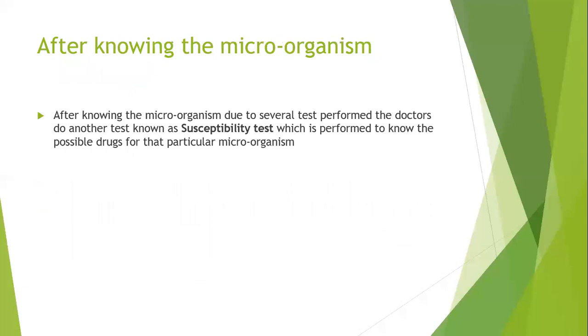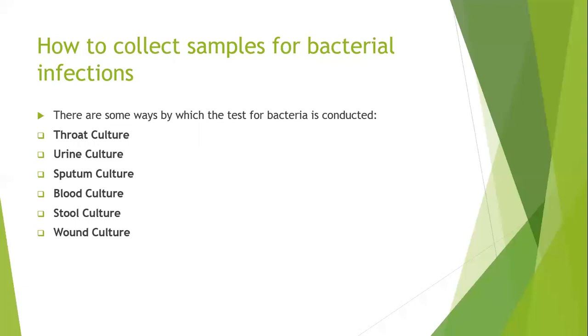Now, after knowing the type of the microorganism, the next step they take is a susceptibility test. What is a susceptibility test? It is a test performed against the microorganism to confirm the possible drugs that can cure the infection caused by that particular microorganism. For the test, they use different kinds of samples from the body: throat, urine, sputum, blood, stool, and wounds.